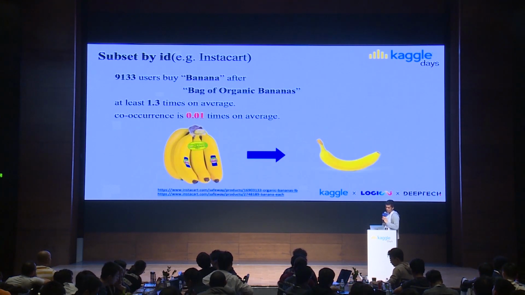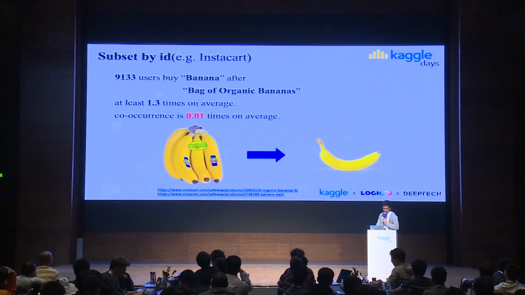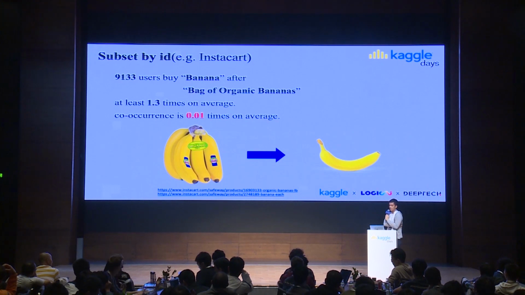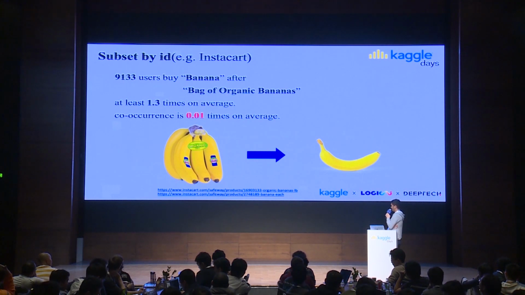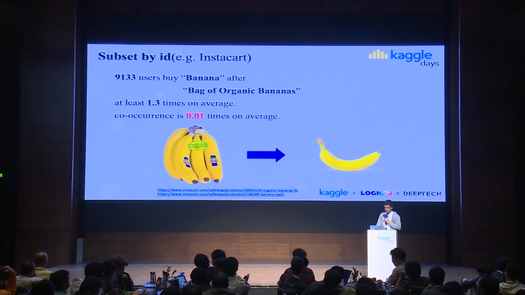Next example is a little bit interesting. This item is very popular in Instacart. 9,133 users buy banana after bag of organic bananas, at least 1.3 times on average, but co-occurrence is 0.01 times on average. So some users wanted to buy these items at the same time. I don't know why, because the item is totally the same.